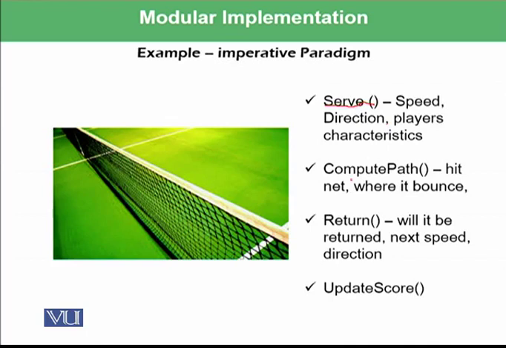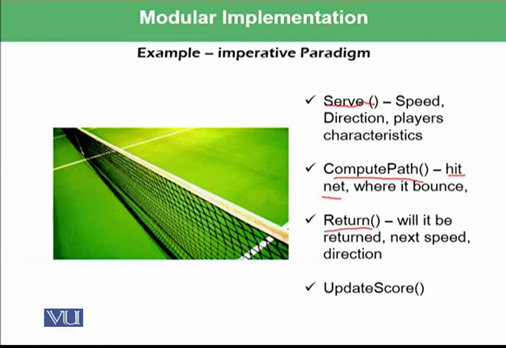Then there is another module known as compute path. This compute path will get the information from serve, like direction, player characteristics and speed, and it will see whether the ball should hit the net or go onto the other side of the net, and where it should bounce, etc. Then there is another module known as return. Will it be returned or not, and what would be the next speed and direction of the ball.